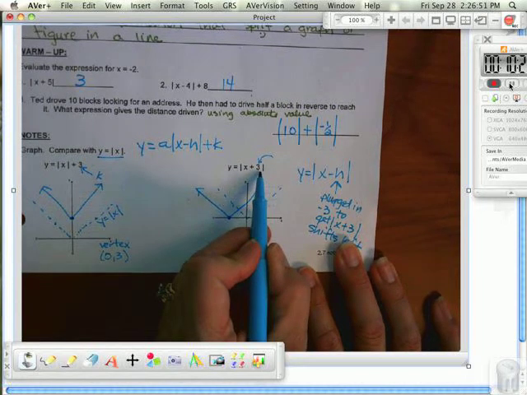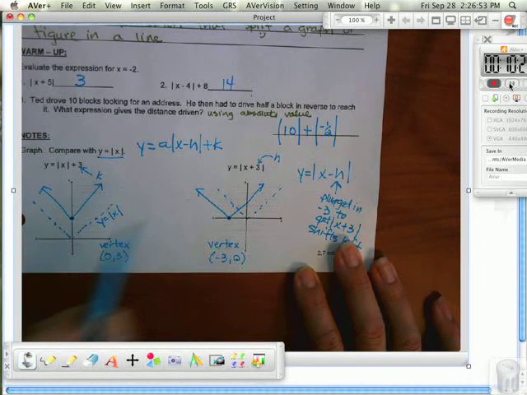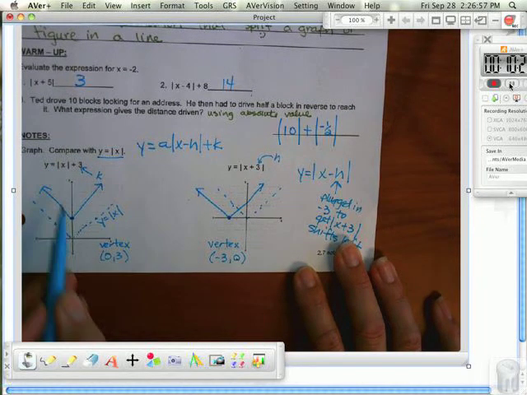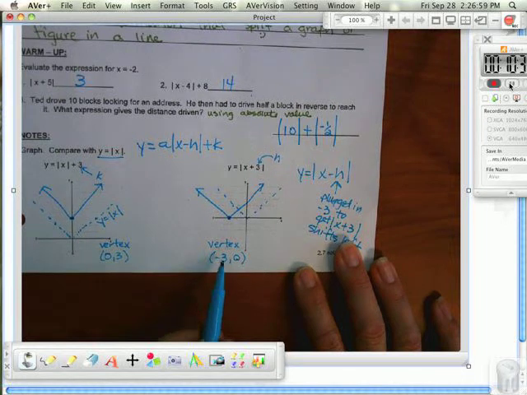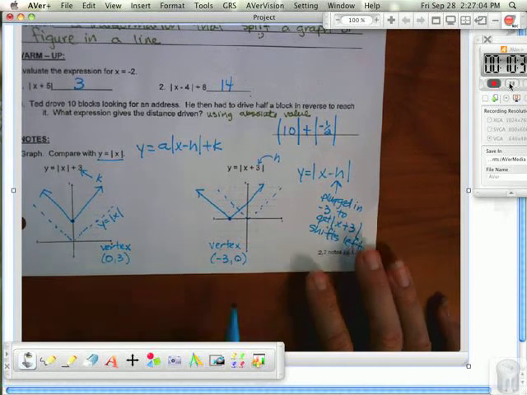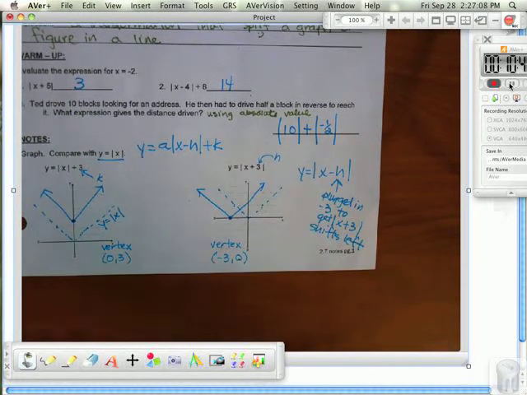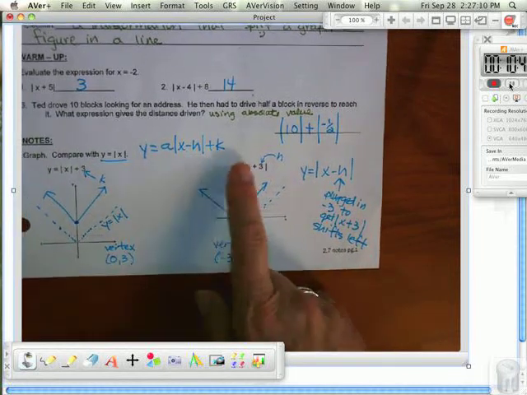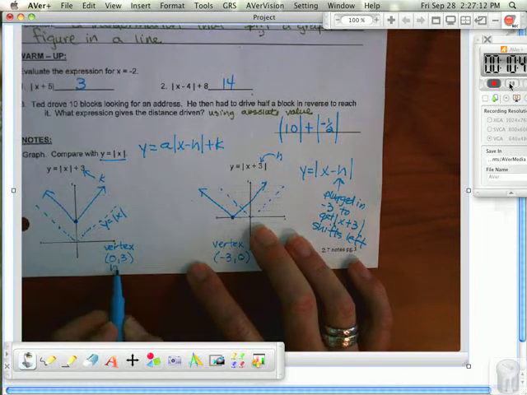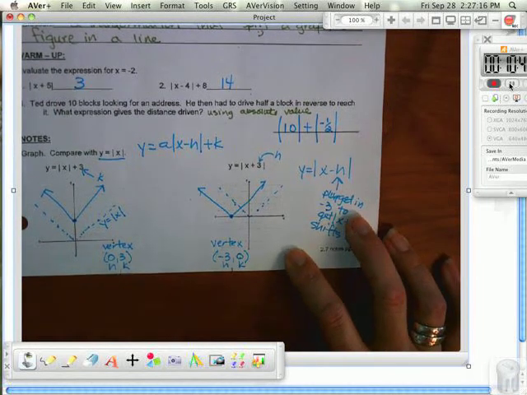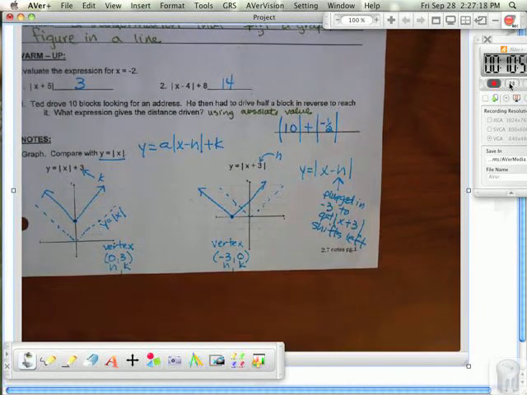H. Did we add anything inside here? No. What did we add inside here? A negative 3. Did we add anything outside here? No. So where do you think the vertex came from, this equation here? What letters? H and K. The vertex is always going to be H and K. Always, always.